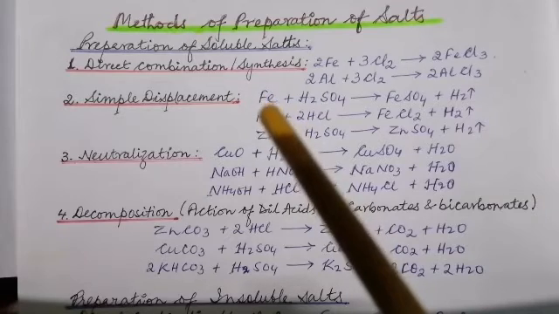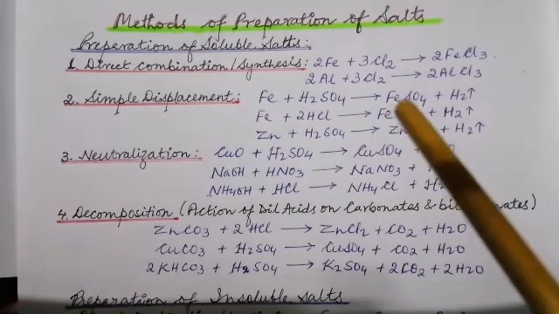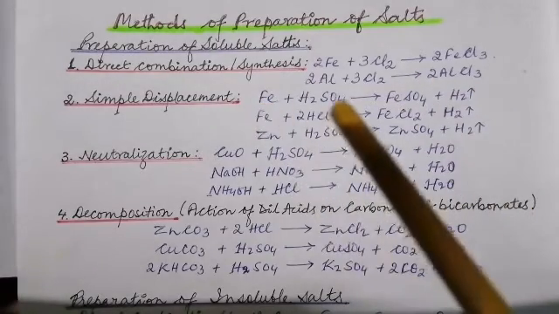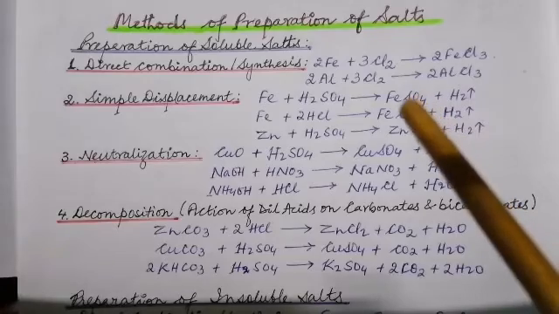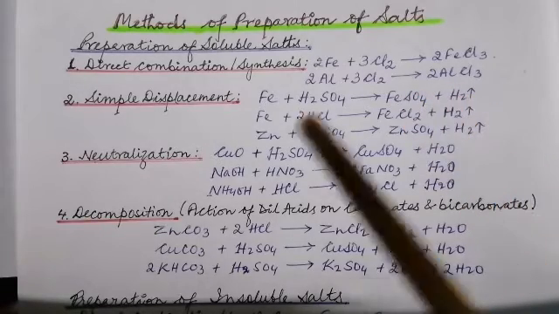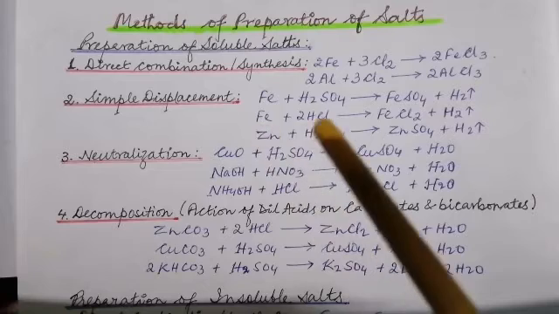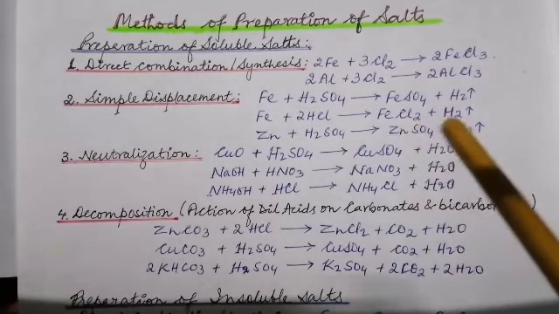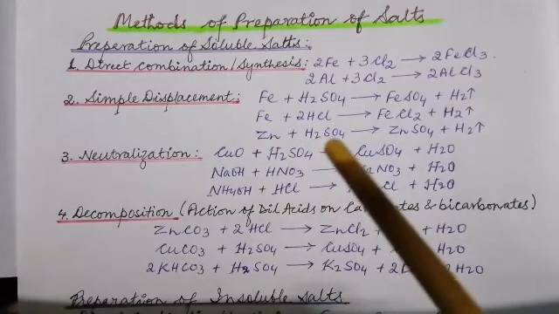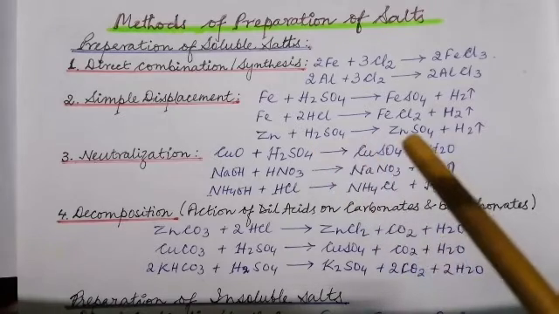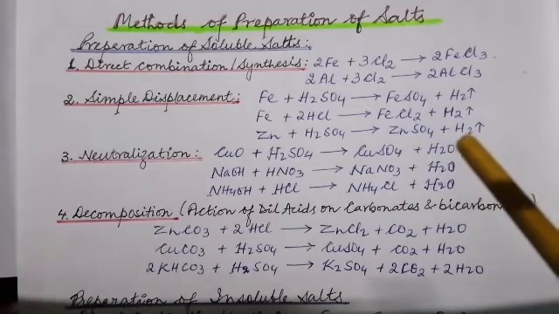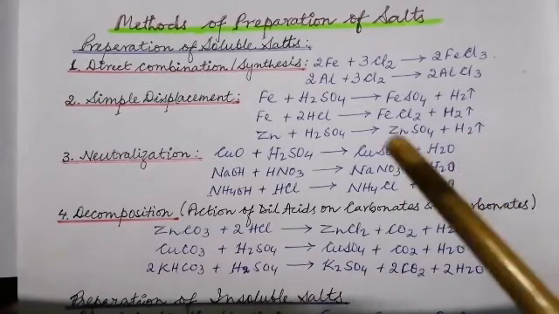So whenever I react an active metal with a dilute acid, it always gives you salt and hydrogen gas. So iron reacts with dilute sulfuric acid to give you salt, ferrous sulfate, and hydrogen gas. Similarly, iron reacts with dilute hydrochloric acid to give you salt, ferrous chloride, and hydrogen gas is liberated. Zinc reacts with dilute sulfuric acid to give you zinc sulfate. So the salt formed is zinc sulfate and hydrogen gas is liberated.